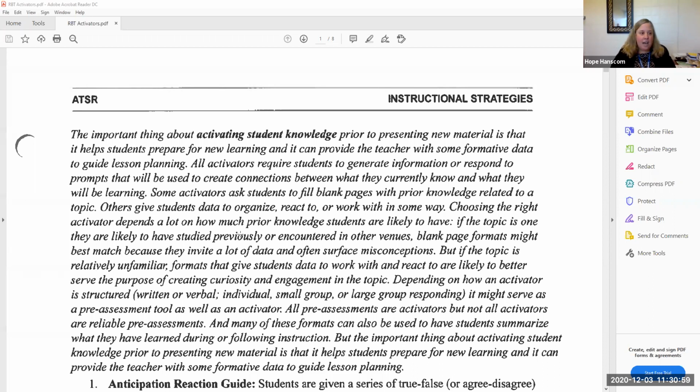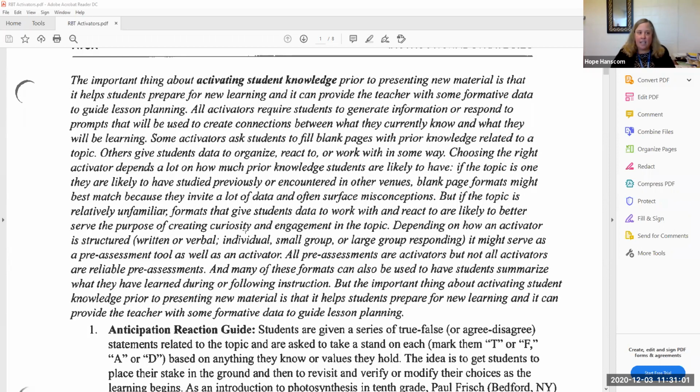All right, so these are, like I said, attached to the email. These are some ideas for activators. And again, you want to use them to get kids' heads into the game of what you're going to be presenting on or beginning to work on, but it's also a way for you to see what they know already. Right before you're starting, some of these are really quick ways to get a sense of who knows what.